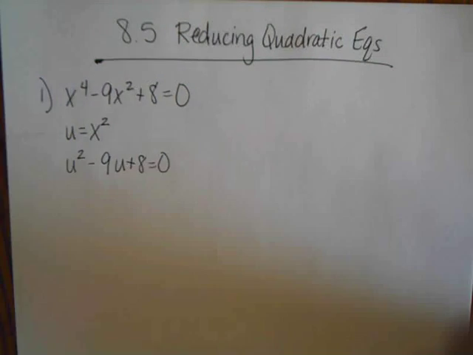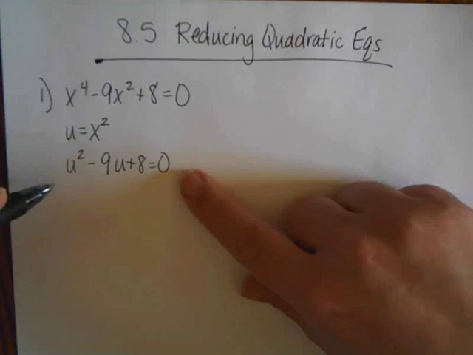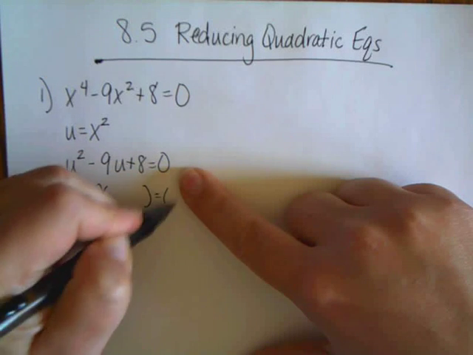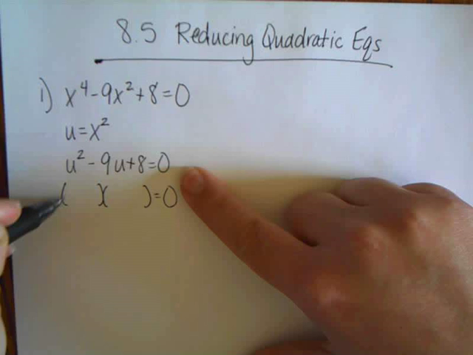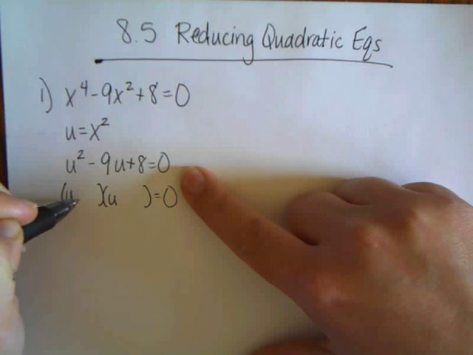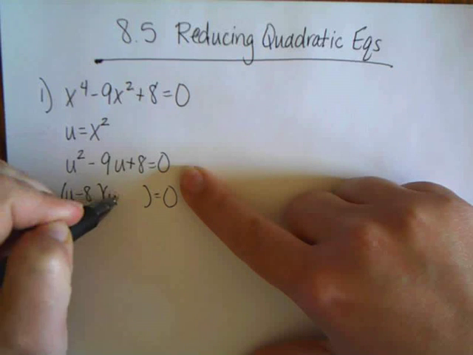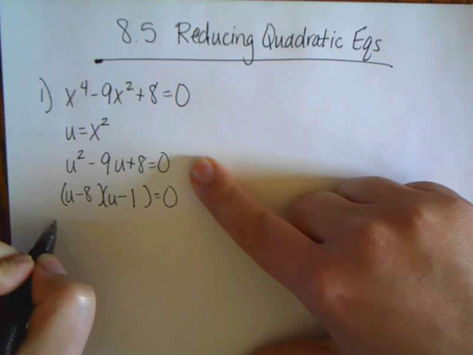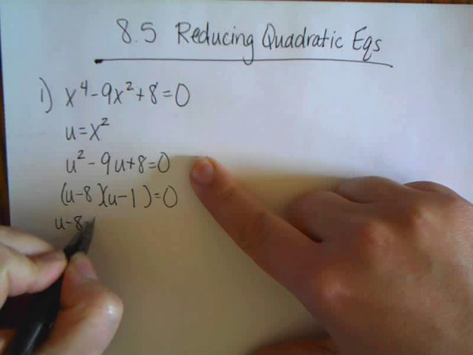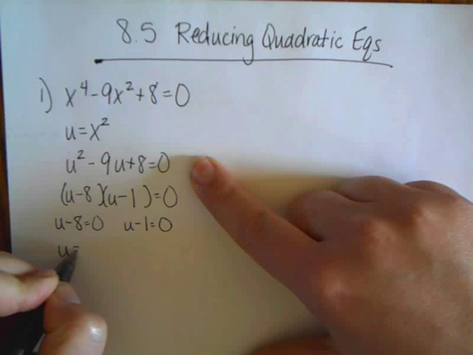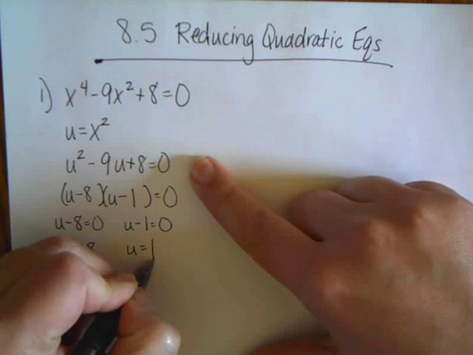So there's u substitution. Once you get to this stage, it's super easy. It's actually a guess and check. Multiples of u squared are u and u. Multiples of 8 that add up to negative 9 are negative 8 and negative 1. And then we can set each piece, so u minus 8 equals 0 and u minus 1 equals 0. So u equals 8, u equals 1.